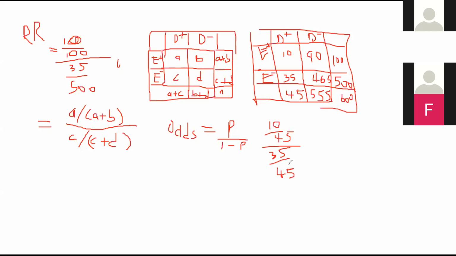Can you see? If you remember in mathematics, this type of thing becomes 10 over 45 times... you want to change this division to times, so it becomes times 45 over 35. So 35, 45 cancels, and it will mean 10 over 35. It's just like saying 10 over 35. Can you see now?